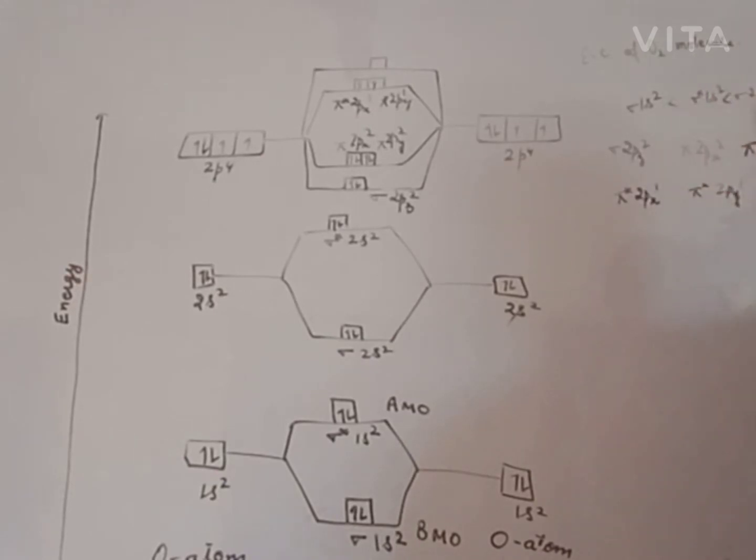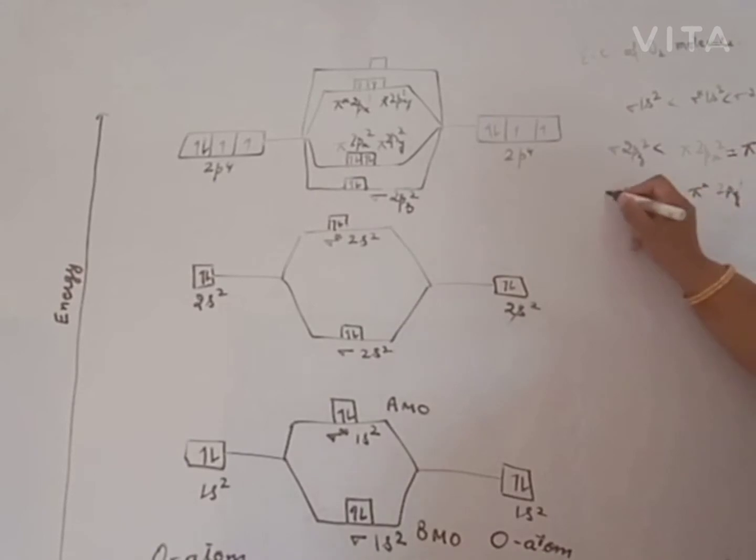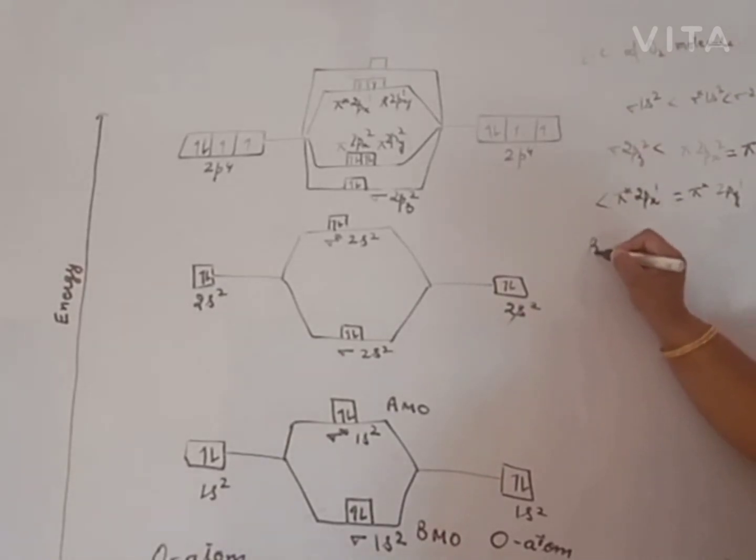The lowest energy, the least energy, is sigma 1s, then energy increases. But px and py have the same energy. This carries 1 mark in your exam. Now calculate the bond order.